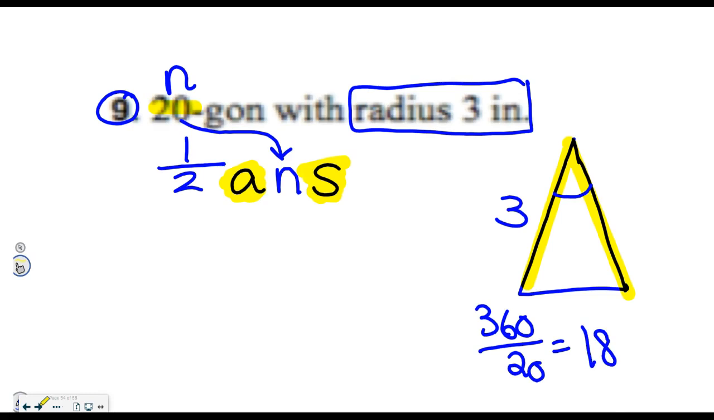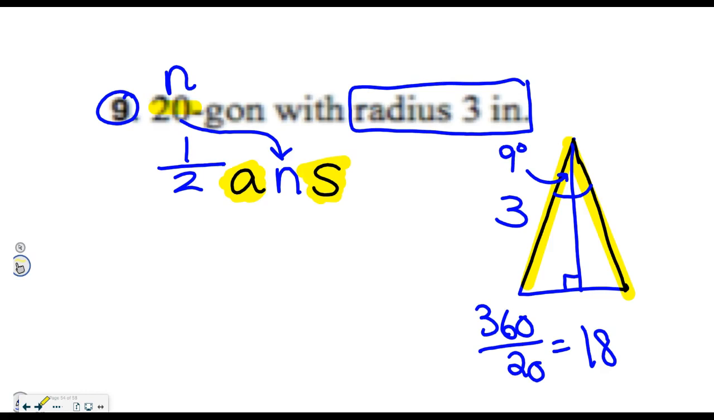The next thing I do is drop the apothem. The minute I do, I've got a right triangle, which is nice, but my angle's no longer 18 because that apothem cut it in half. So that angle right there is 9 degrees. We good so far, Ellie?